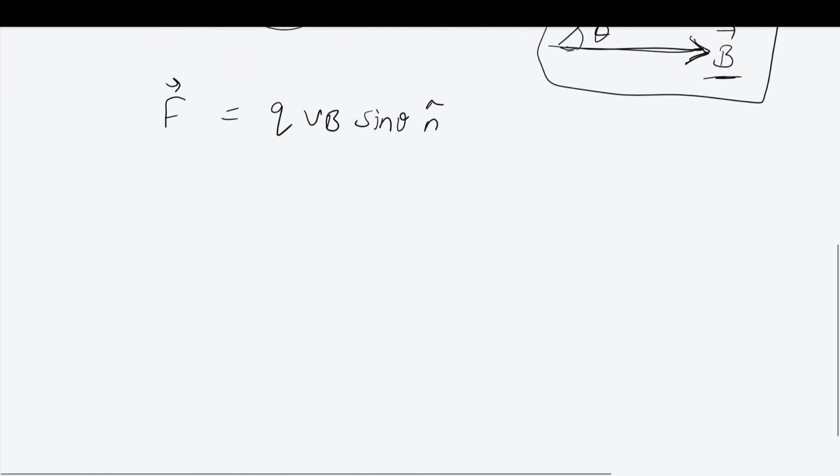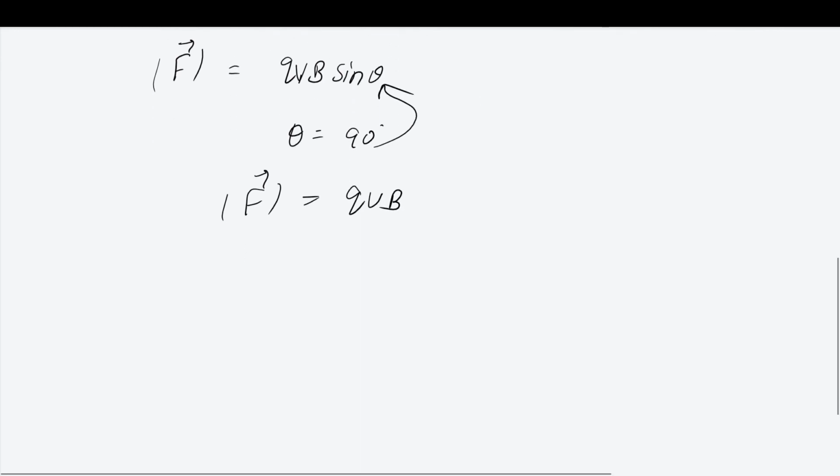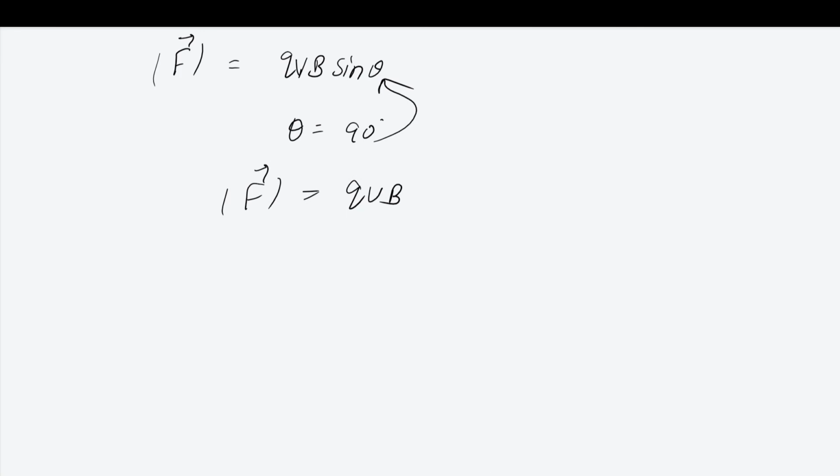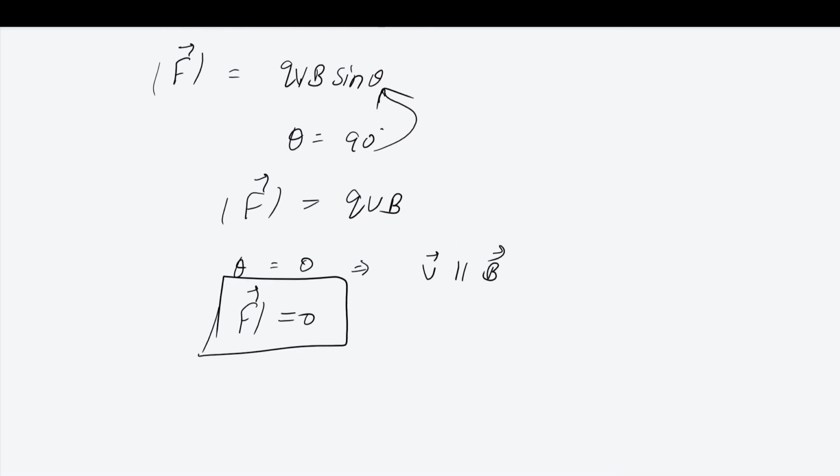If I want to write its magnitude, then the magnitude of vector F will become q V B sin theta only. If theta is 90 degrees, then the force magnitude will become q V B only, because sin 90 is 1. If theta is 0, that is, V and B are parallel, then in the case of theta equal to 0, it implies V is parallel to B. In that case, the magnitude of force will be 0 because sin 0 is 0. So these are the special cases in magnetic force.